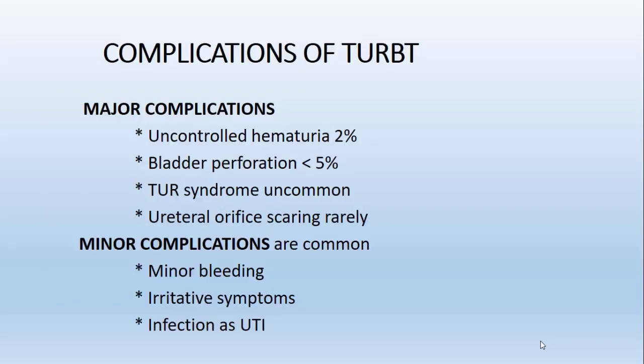Complications occurring in TURBT. The major complications we come across in TURBT are uncontrolled hematuria, which occurs in about 2%, bladder perforation in less than 5%, TUR syndrome, and ureteral orifice scarring. The minor complications are minor bleeding, irritative symptoms, and infection.